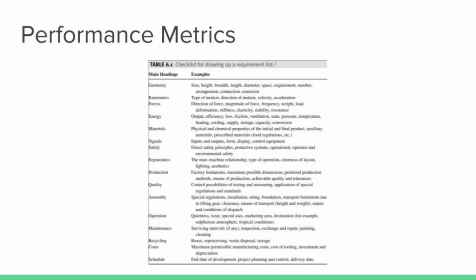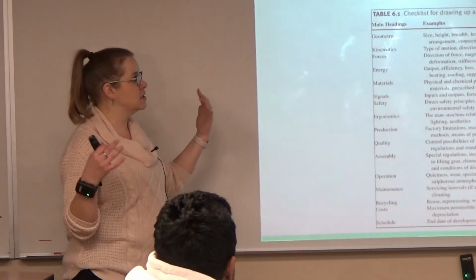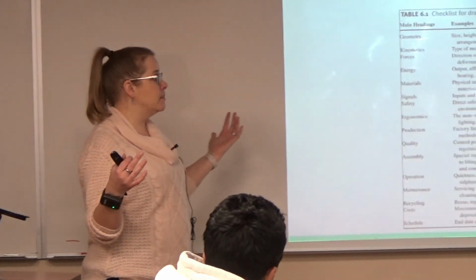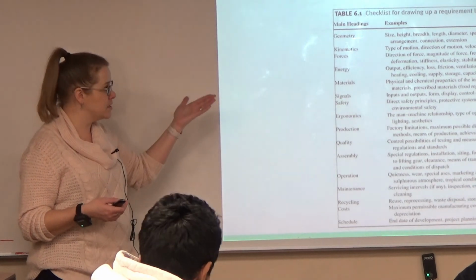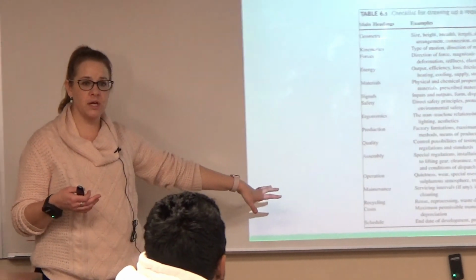These are some different metrics that we use for our specifications, like geometry. How do you describe an object? You can talk about its size. You can talk about its height, length, diameter, space, a number, arrangement, connection, extension. These are different things. Kinematics, forces, energy. So here's a table of all different ways that you can measure different specifications.